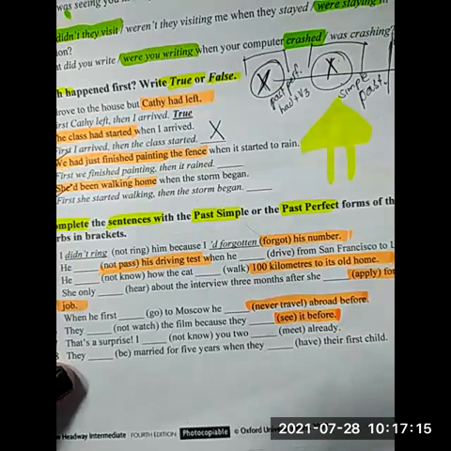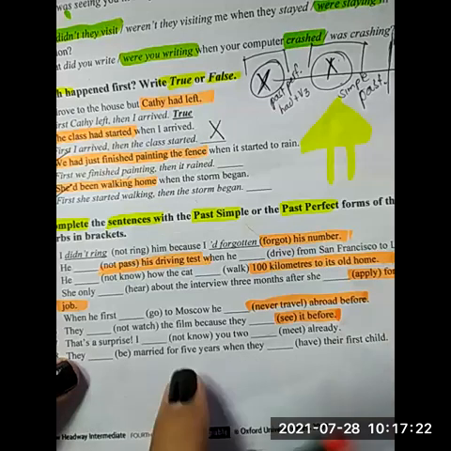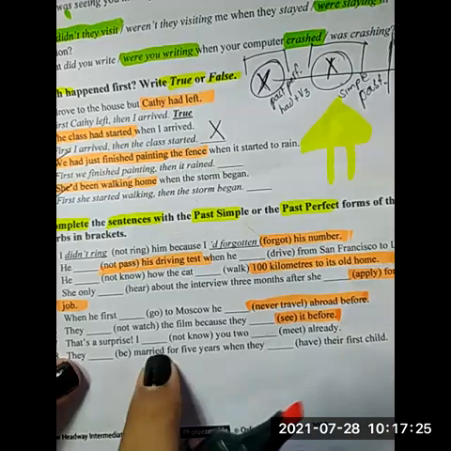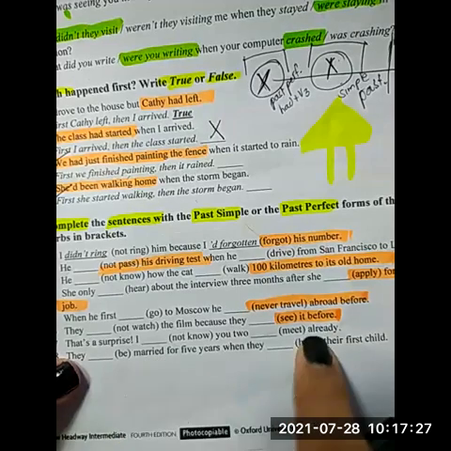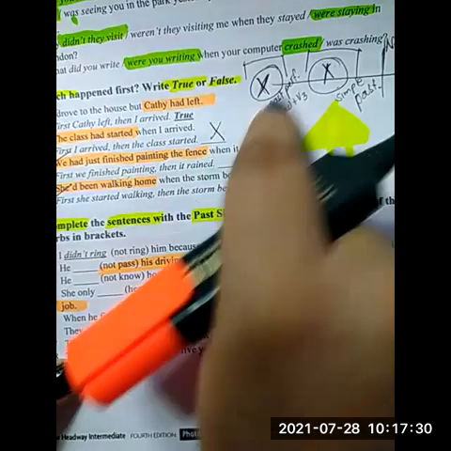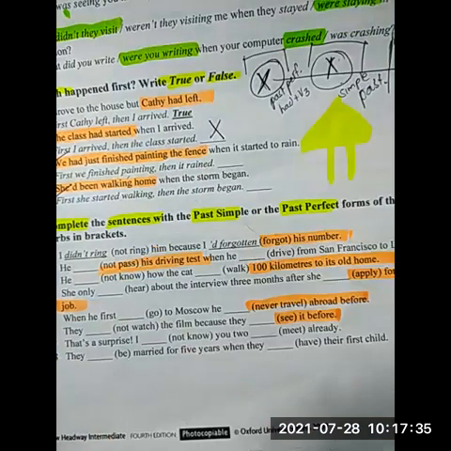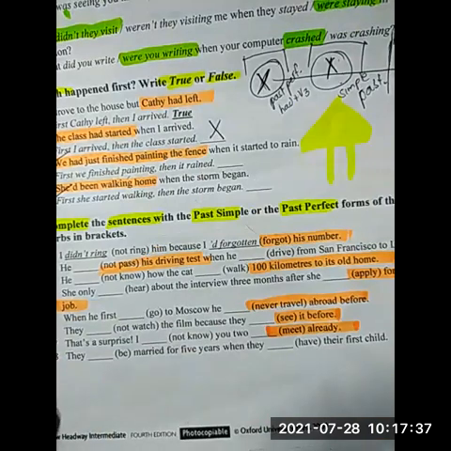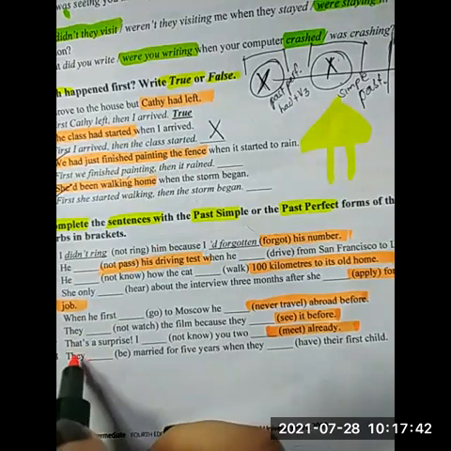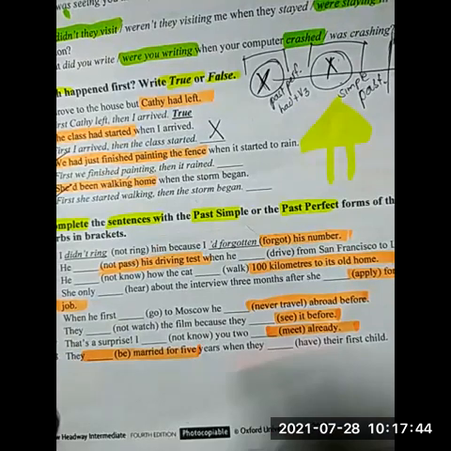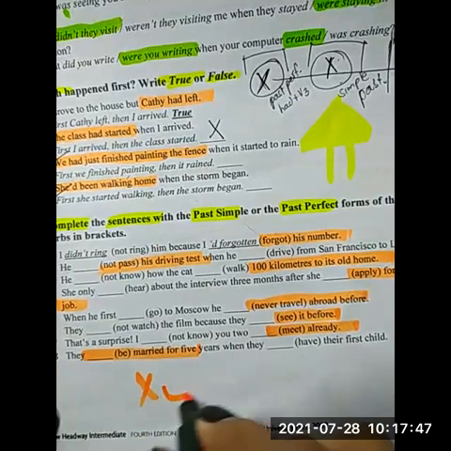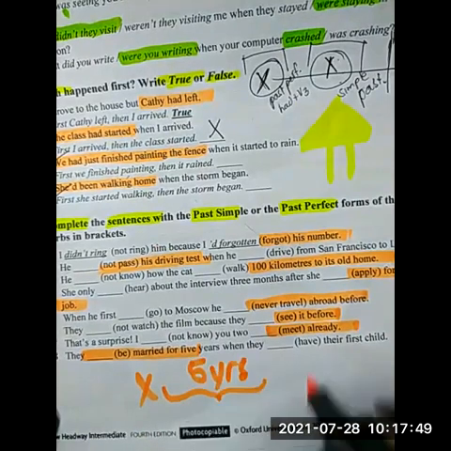That's a surprise. I didn't know you two met already. Okay, so I didn't know, or you met already. Which one happened first? First you met and then I got to, wow, you actually know each other. So that one is the oldest. And then the last one, they were married for 5 years when they had their first child. So first they got married. And then there was a break of 5 years. And then they had the baby.